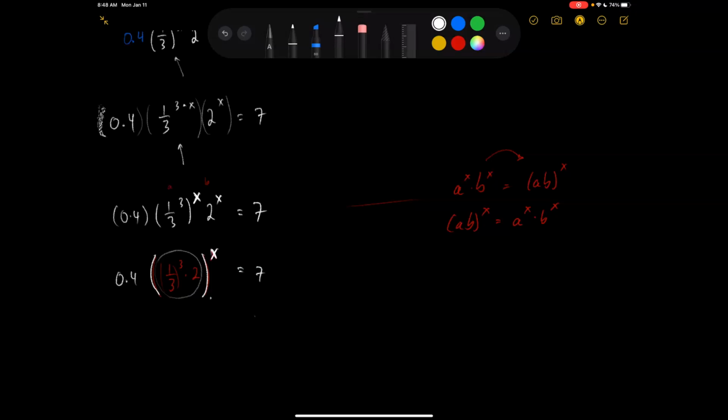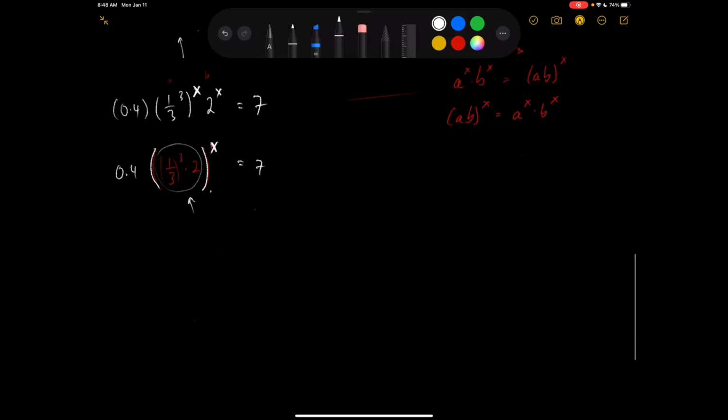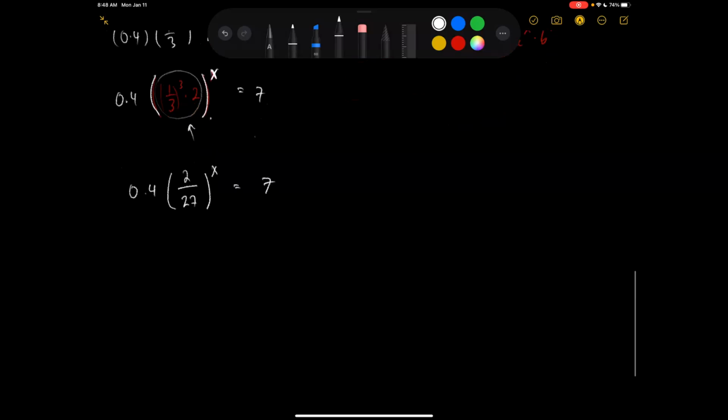So I'll neaten this up in here. 1/3 to the third power is really 1 over 27, so I've got 2 over 27 on the inside there. And then a 0.4 and a 7. And now I can just solve this like I've solved the others. Divide both sides by 0.4. And so that's like multiplying by, what, 10 over 4? So that's 70 over 4. That might be wrong. Nope, that's right. And we can simplify that to be 35 over 2.